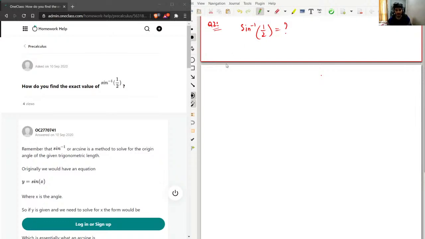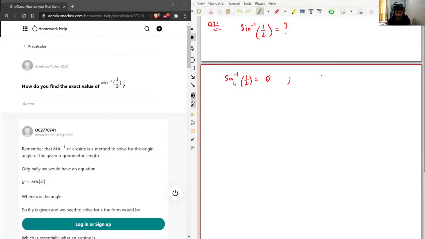What is it? So the thing is that sine inverse of 1 by 2 is obviously going to give us an angle. So let's say that sine inverse of 1 over 2 is equal to theta. In the solution they have solved using the graphical method, but if you do not have a graph with you, then you can follow this procedure.